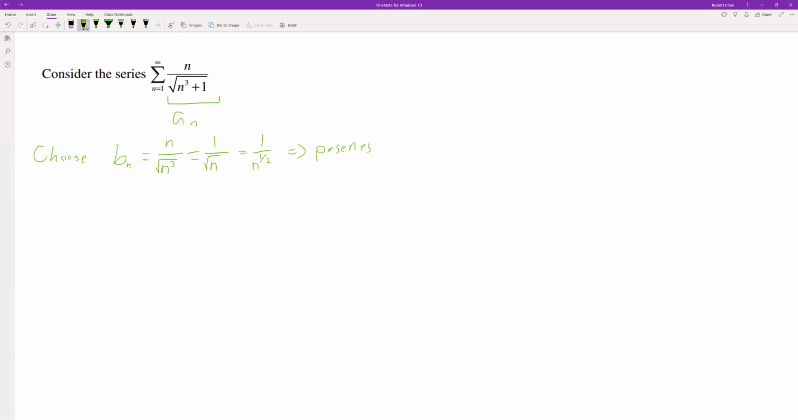Now, does it converge or diverge? Take a second to think about that. A P series, 1 over n to the power of P, will converge if P is greater than 1. Since P is equal to 1/2, which is less than 1, the series diverges.